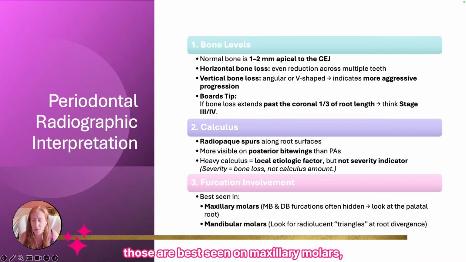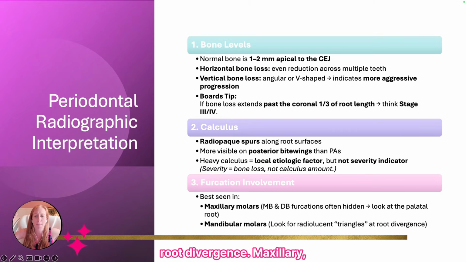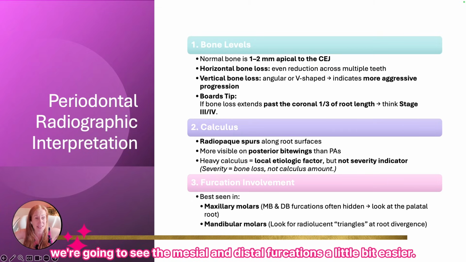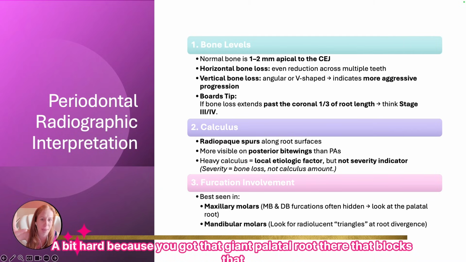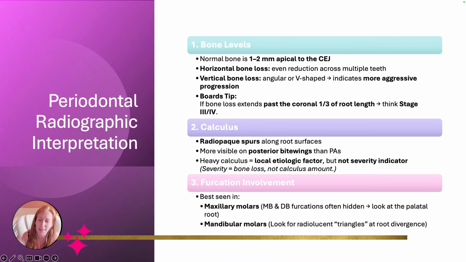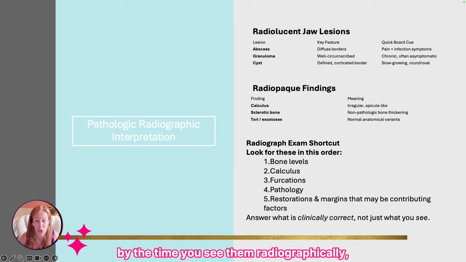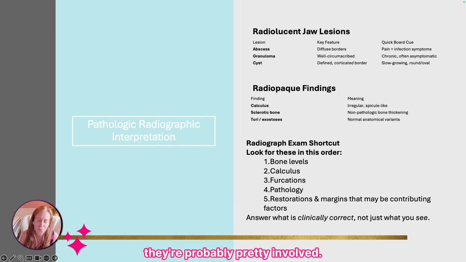Okay. Furcations, those are best seen on maxillary molars and mandibular molars. We're going to be able to see those radiolucent triangles through root divergence. On the maxilla, we're going to see the mesial and distal furcations a little bit easier. The buccal furcation is harder because that giant palatal root blocks it from being visible on radiographs. So know that we can oftentimes see furcation involvements. By the time you see them radiographically, they're probably pretty involved.